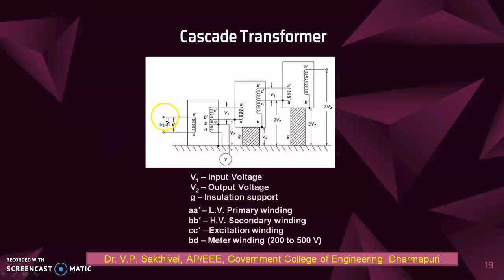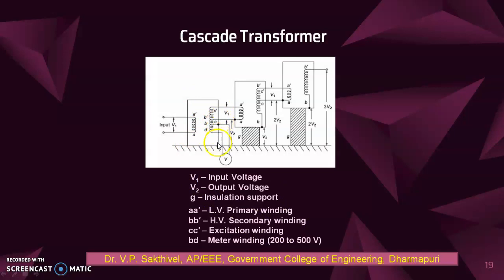Here V1 and V2 are the input and output voltage of each stage, and G is the insulation support. A' is the LV, that is the primary winding of each stage, B' is the secondary winding of each unit, and C' is the excitation winding of each unit.